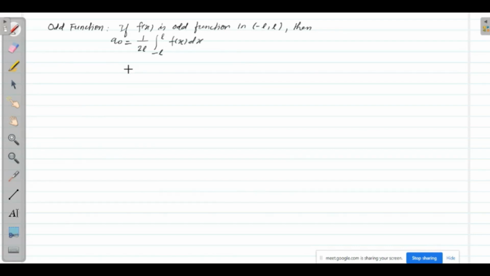But the thing is that f is an odd function, so by properties of definite integral, this integral will be zero. This is 2 by L, and this integral is zero. So a naught is zero. Now we will have an. The formula for an is 1 upon L, integration of limit minus L to L, f of x cos n pi x by L dx.